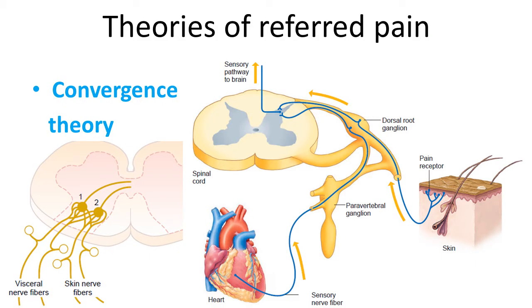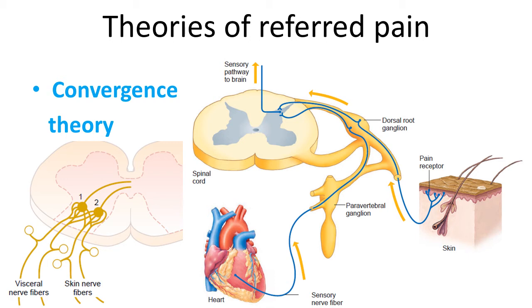Convergence theory states that afferent nerve fibers that carry the pain sensation from the affected viscera and the nerve coming from the referred site, that is in this picture skin, converge on a common second order neuron. As the number of second order neurons is less than the first order neurons, it is evident that the first order neurons will converge on a single second order neuron.